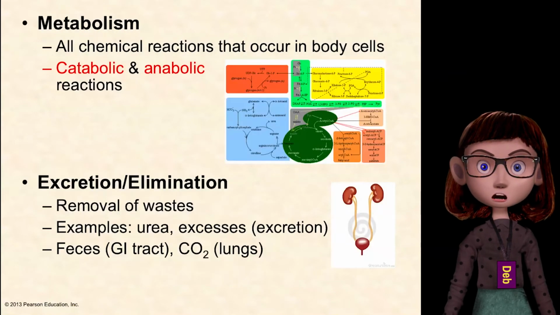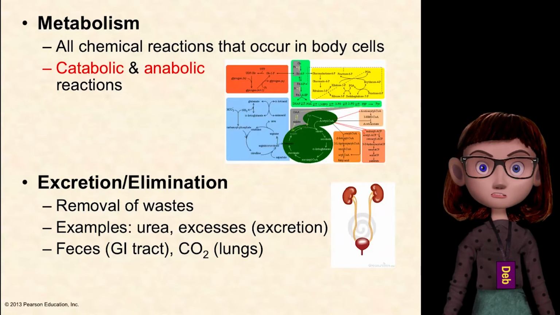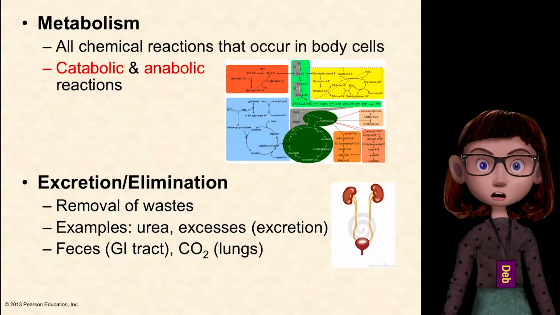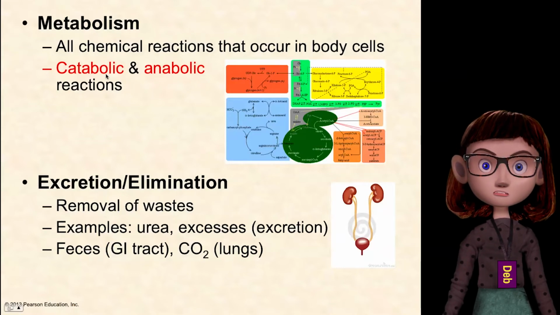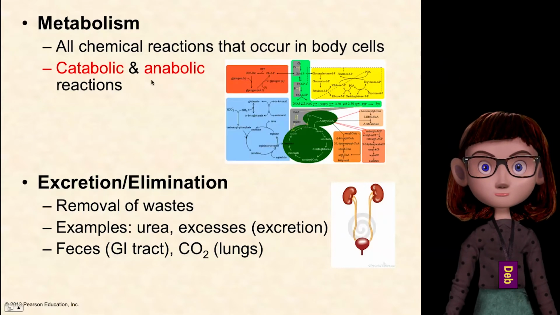Metabolism. Metabolism is a lot more abstract. It includes all the chemical reactions that occur in body cells. It includes catabolic and anabolic reactions. Catabolic reactions break down large molecules into smaller ones, and anabolic reactions would include building larger molecules from smaller substances, molecules or particles.